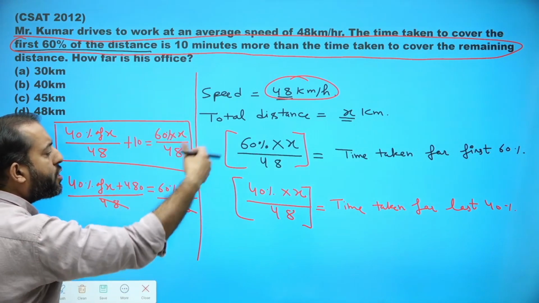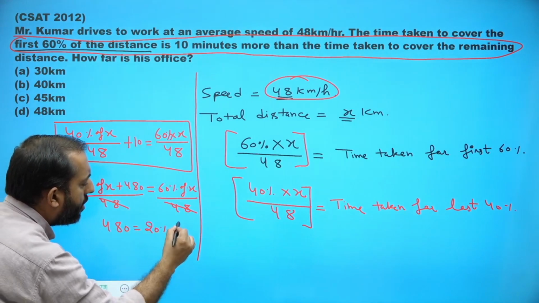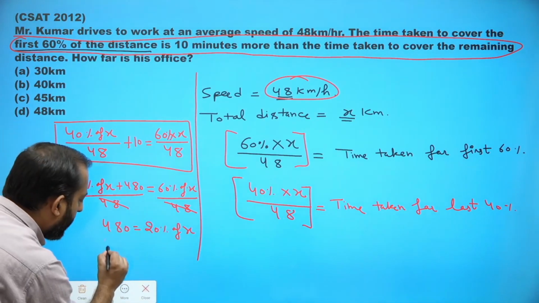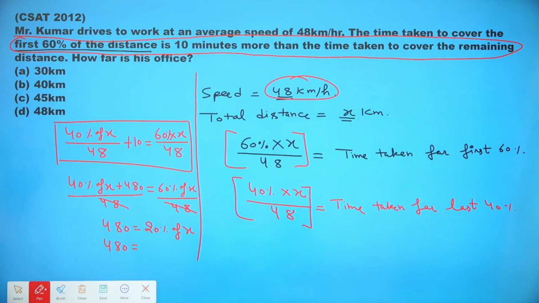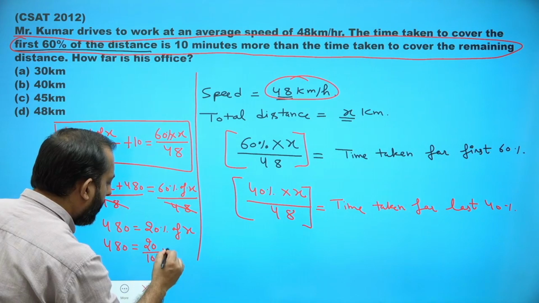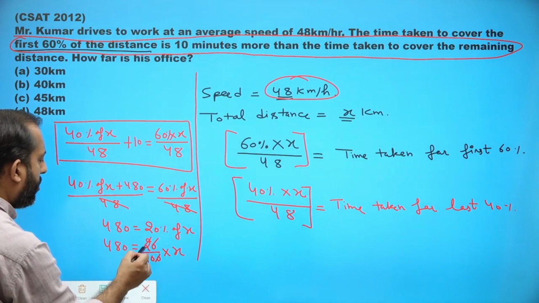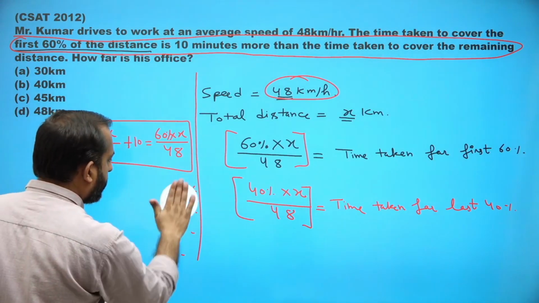Now solving this, taking this 40% of x on the other side, 60% of x minus 40% of x becomes 20% of x. And if you solve this further, it becomes 480 upon 20%. 20 upon 100 into x. 0 0 gone, 2 and 5 gone. Just a second, I made a mistake here. Kindly correct this.